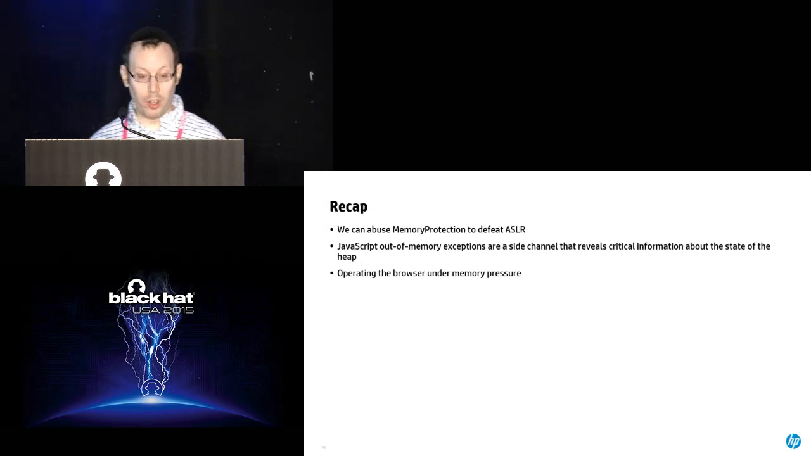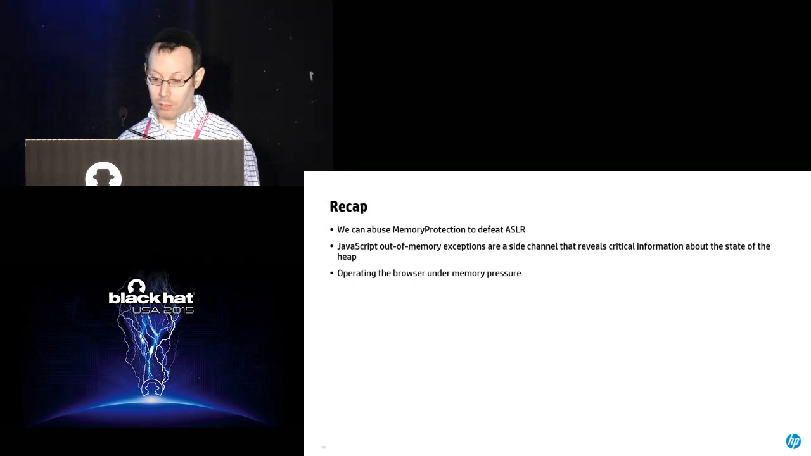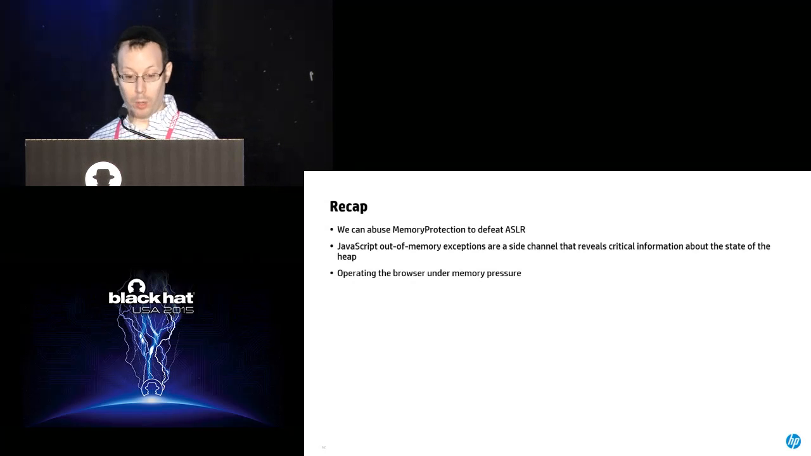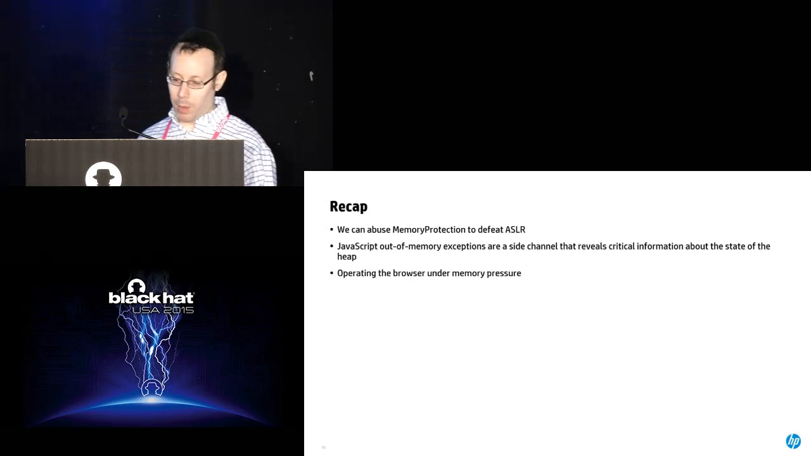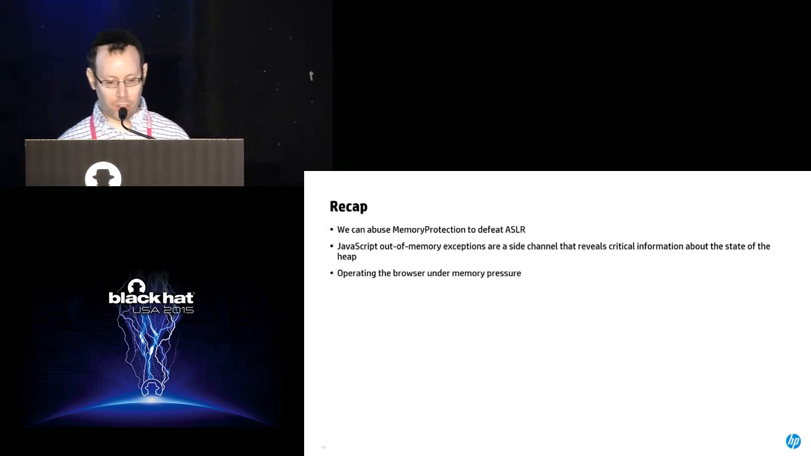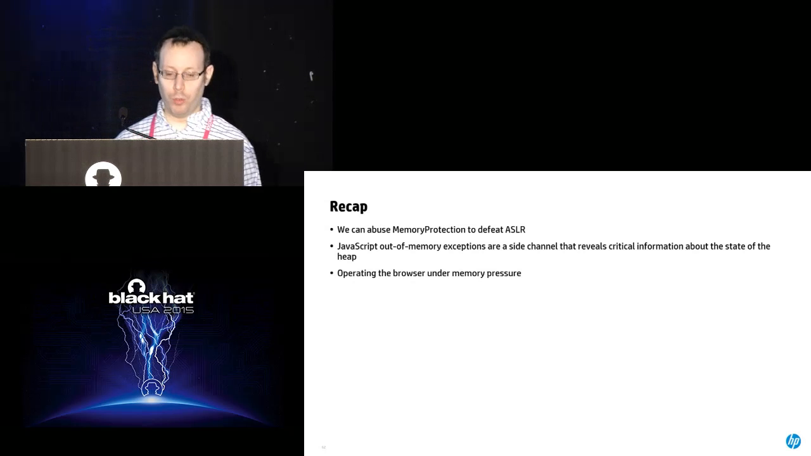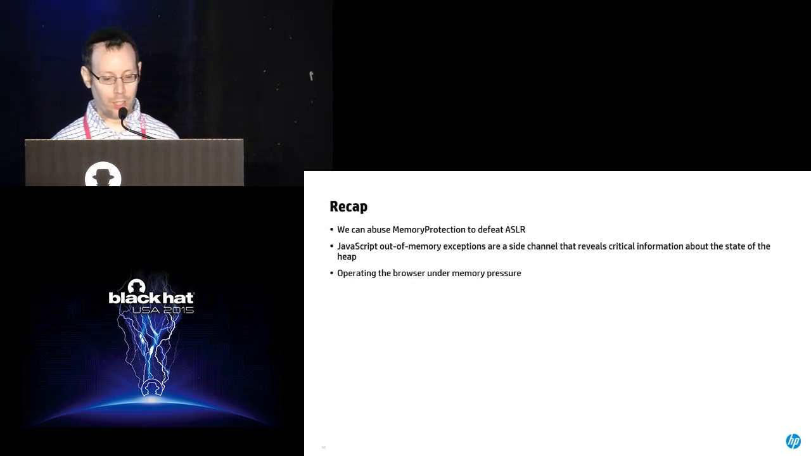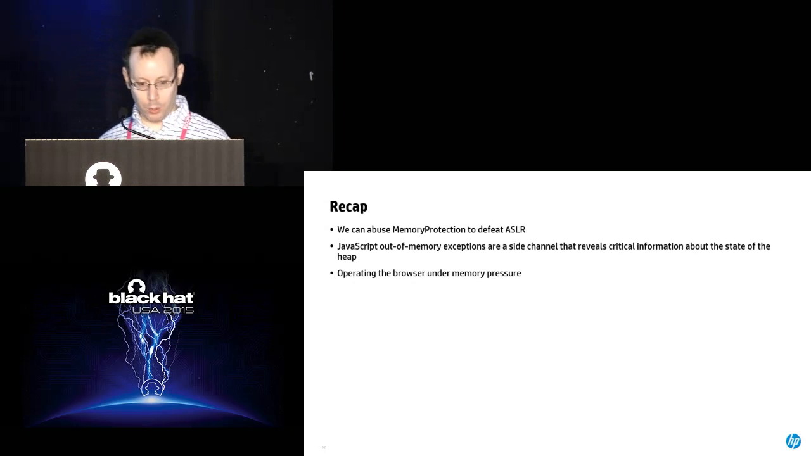So this has been a lot of fun. What started out looking like it was something that was non-exploitable turned out in the end to be a reliable ASLR bypass. The key insight that made it possible is that JavaScript out-of-memory exceptions are a side channel that reveals critical information about the state of the heap. I don't think this has been recognized before, and there are interesting possibilities that open up when you operate the browser under memory pressure.